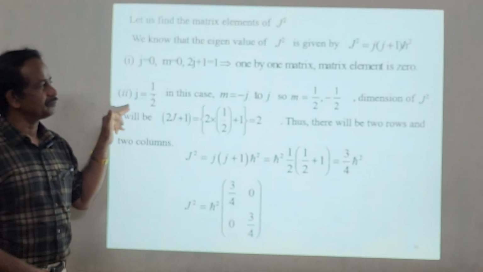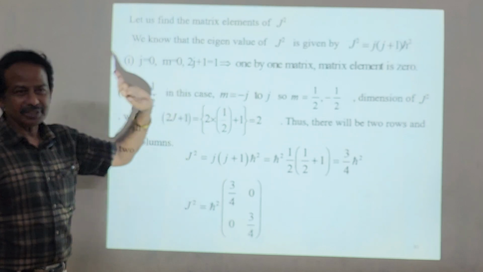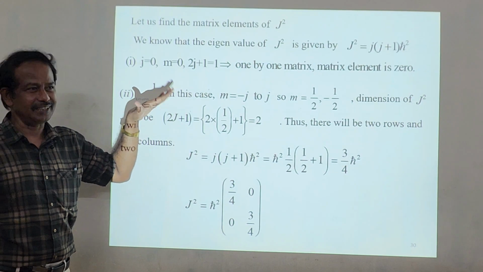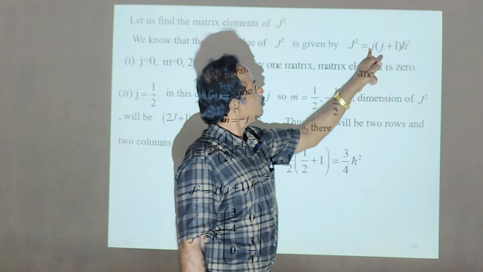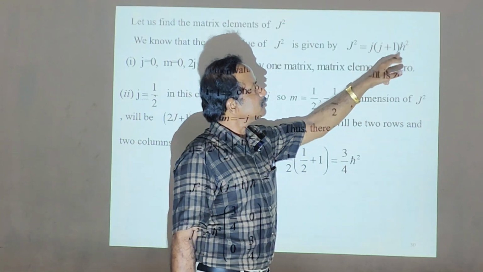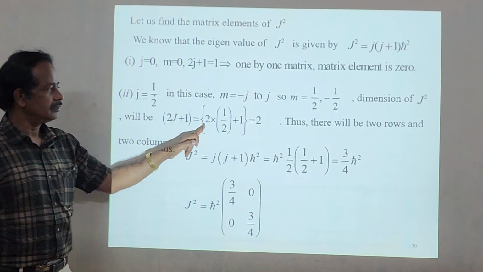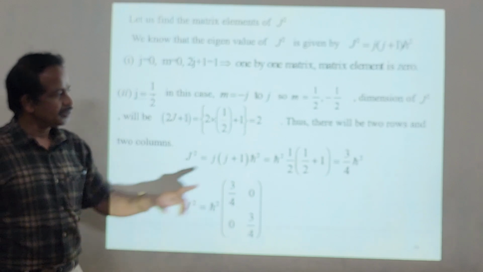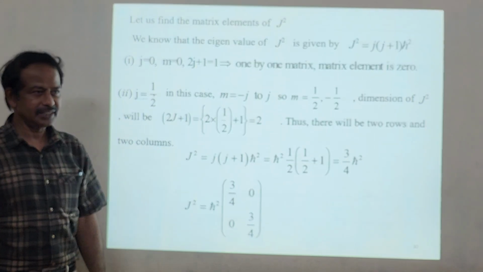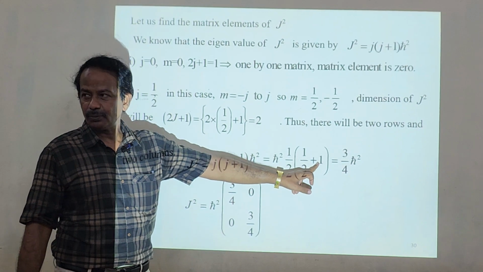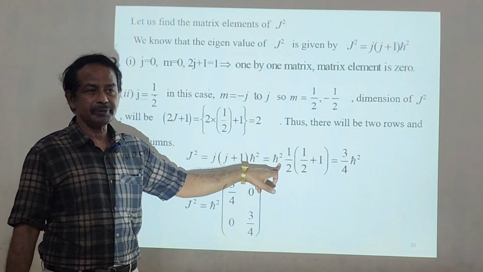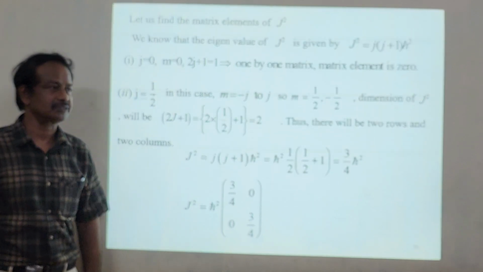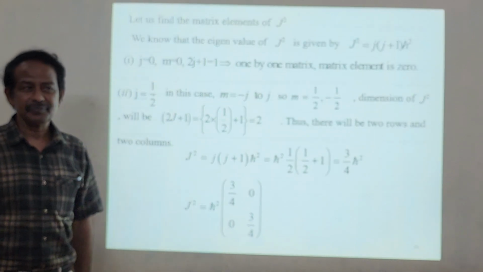If j equal to 1 by 2, don't bother about m because it does not depend on m. Here we have written it to complete the theory, that's all. So j equal to 1 by 2, so 1 by 2 multiplied by 1 by 2 plus 1 multiplied by h bar squared. That will give you, come on, 3 by 4 h bar squared, correct? 1 by 2 plus 1 will be 3 by 2, and 3 by 2 multiplied by 1 by 2 will give you 3 by 4. So the value will be 3 by 4 h bar squared. What are the dimensions?